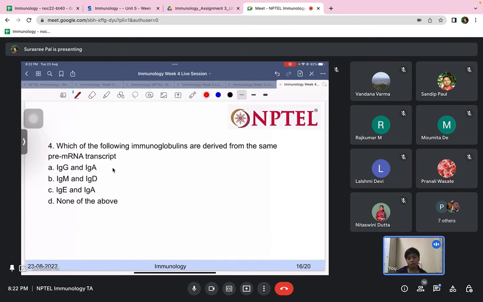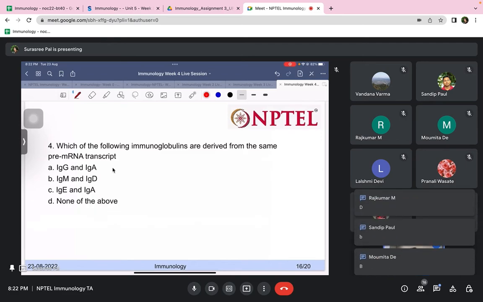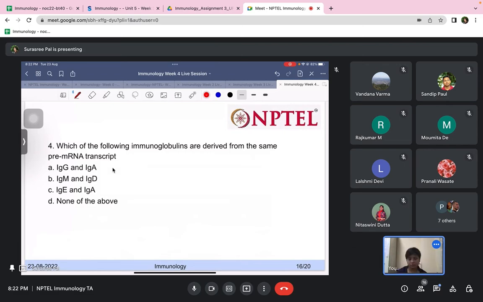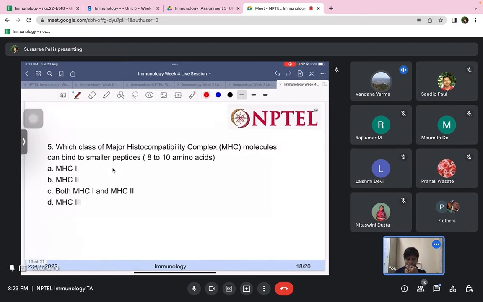Which of the following immunoglobulins are derived from the same pre-mRNA transcript? Yes. So the answer is B, IgM and IgD. Right? The same pre-mRNA transcript is spliced differently to produce either IgM or IgD. Alright? Solution is B. And the last question.